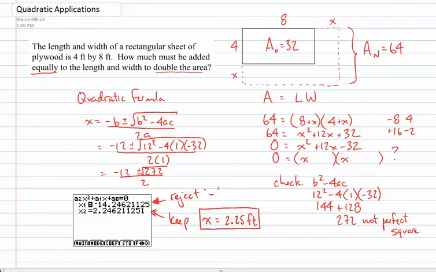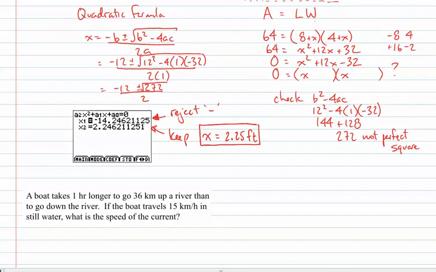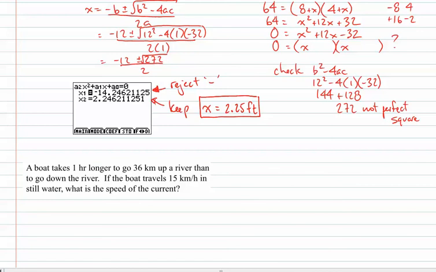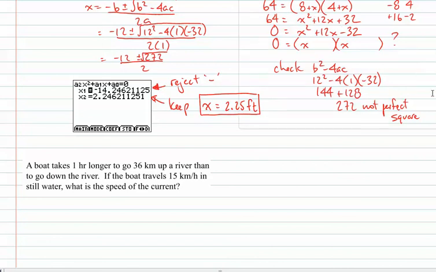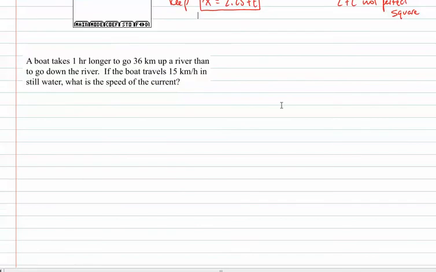Alright, here's another problem. Now that was a geometry problem. Here's a kinematics or motion problem. These are quite common. To solve these problems successfully, what works really well is to remember that speed or velocity is distance divided by time, or I can write distance as velocity times time, or I can write time as distance divided by velocity, depending on what I'm trying to accomplish.